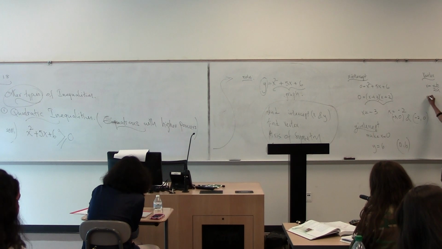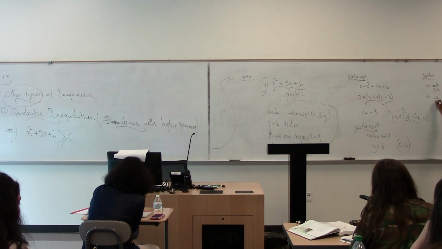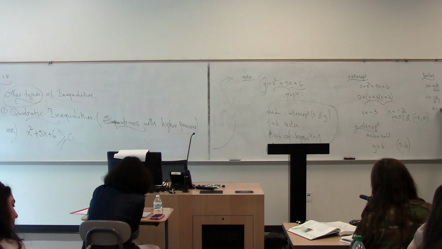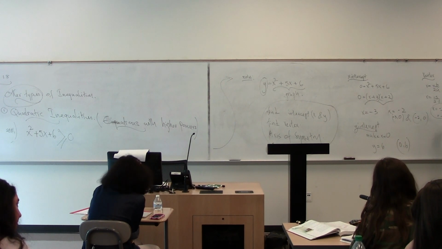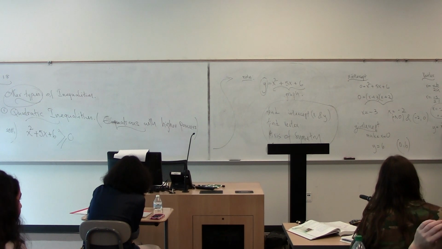So what is this x-coordinate? What is negative b? Negative 5 over 2. So the x-coordinate is negative 5 over 2, that is negative 2.5. What's the y-coordinate now? The y-coordinate is you substitute the x-coordinate, correct, to solve for the y-coordinate.